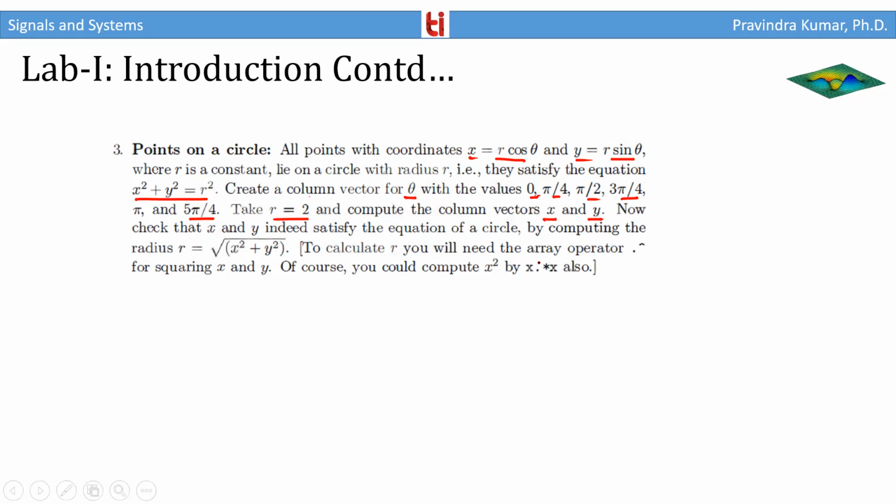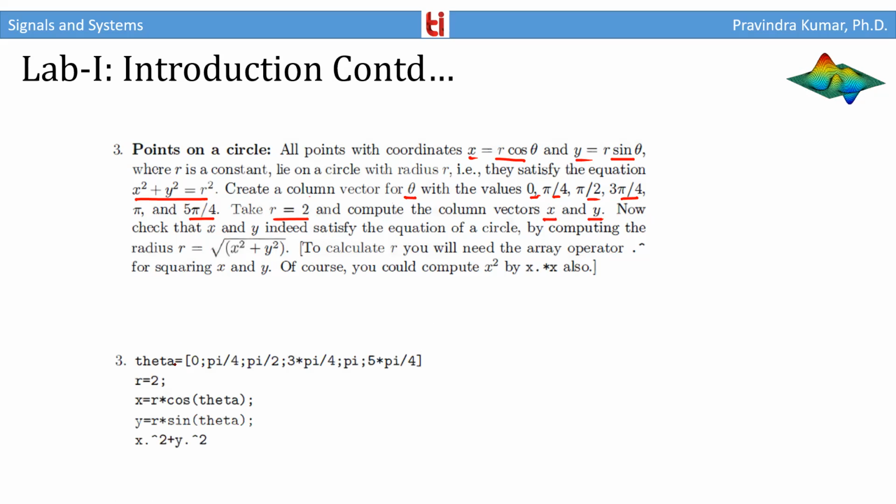So here, to create a column vector theta, you will write a semicolon in between these. So 0 semicolon pi by 4, pi by 2, 3 into pi by 4, pi, 5 into pi by 4. This is a column vector. Now put r is equal to 2. Then it creates a column vector, because this is a column and this will also give you a column. The constant is multiplied through this vector cos theta, so it will give you the column vector x is equal to r into cos theta. If you write a dot in between, then the answer will be the same because this is a constant. And now y is equal to r sine theta.